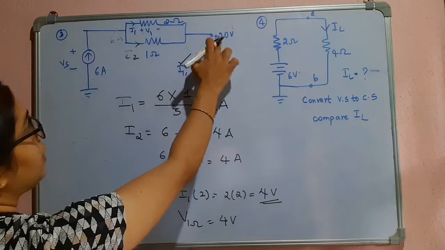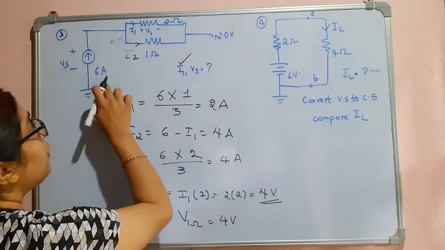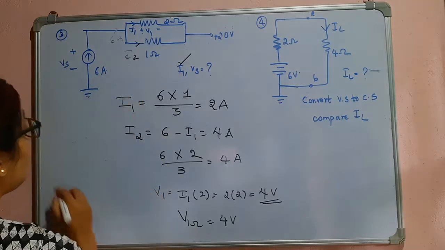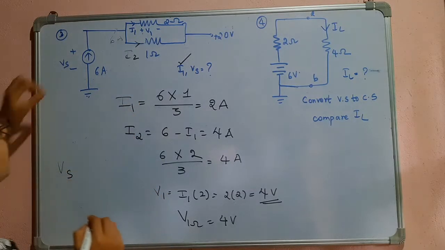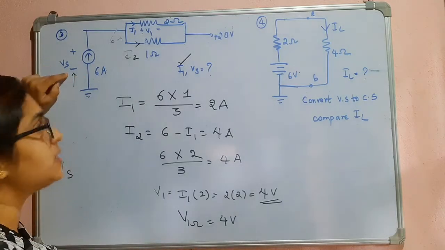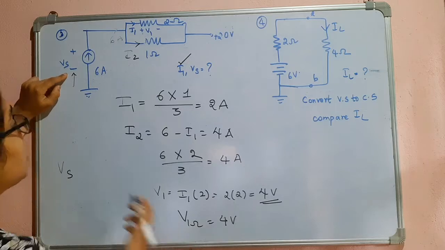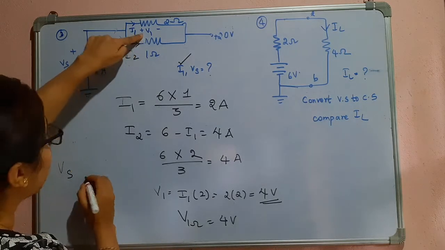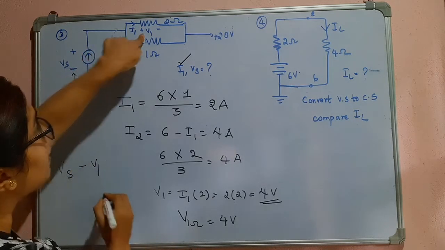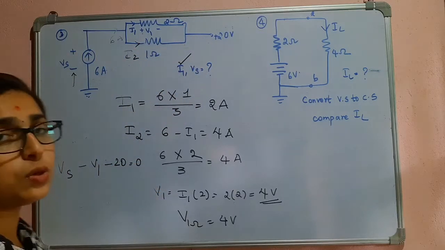So now we can apply the KVL, right? Now we will consider this 20 volt source because we have to find Vs. So I will always consider, if I am going like this and I am getting minus, I will consider it as plus. If I get plus first, I will consider it as minus. So Vs, and here I am getting plus, so it is minus V1, and here it is plus, so it is minus 20. That is equal to 0.